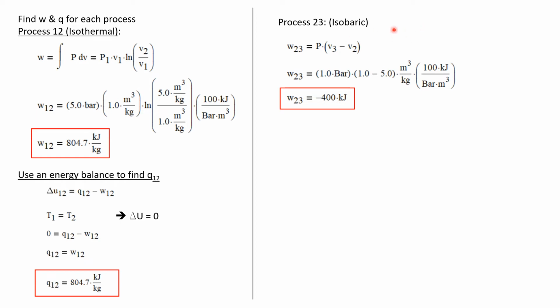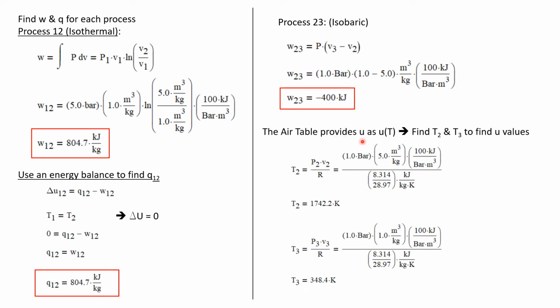Let's move on to the second process, which is a constant pressure process. And we have previously resolved the P dV integral for an isobaric process. It's just the pressure times the change in specific volume. Again, plugging in those values and converting bar cubic meters to kilojoules, we found that the work for process 2-3 is minus 400 kilojoules.